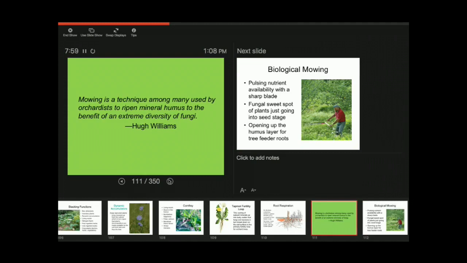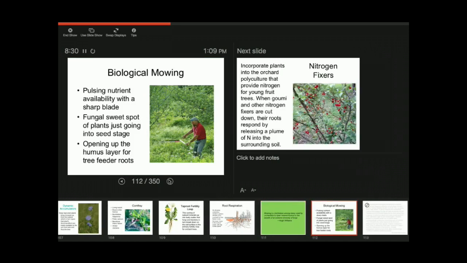Next week we're having our meeting in the Berkshire Mountains. This will be the 28th year I've gotten together with growers like my friend Hugh. Twenty or so years ago when Hugh talked about mowing, he's a biodynamic grower, it's a technique to ripen mineral humus to the benefit of an extreme diversity of fungi. Ever since, I've considered it my job to translate Hugh to the rest of the world, because he's spot on about it. Mowing is not cutting the grass so it looks like a lawn. There are so many things going on here.